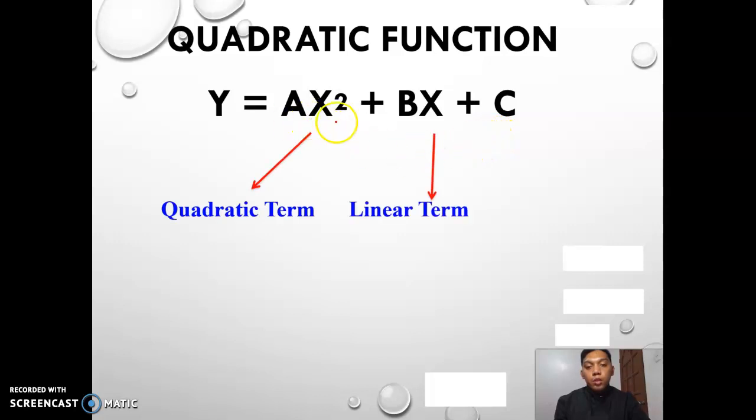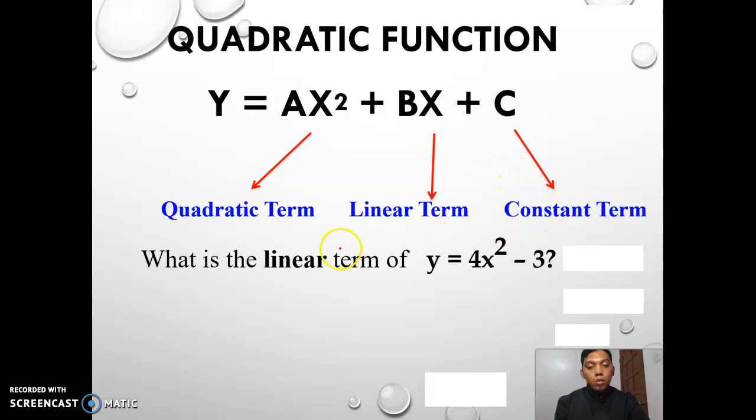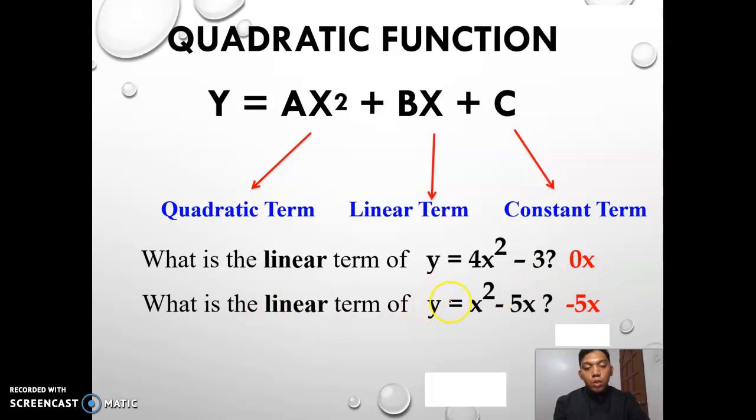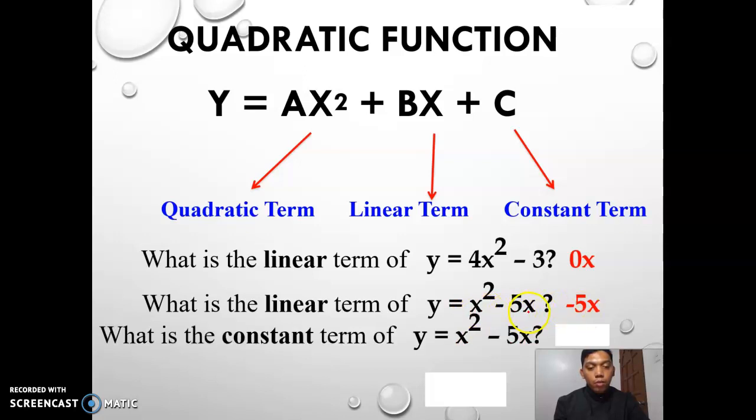So this is the quadratic term. Our linear term is this one, and then the constant term. What is the linear term of y equals 4x squared minus 3? If you notice, there is no linear term, so that's 0x. What is the linear term for y equals x squared minus 5x? That's negative 5x. And this one, what is the constant term? The constant is not there, so that's 0.